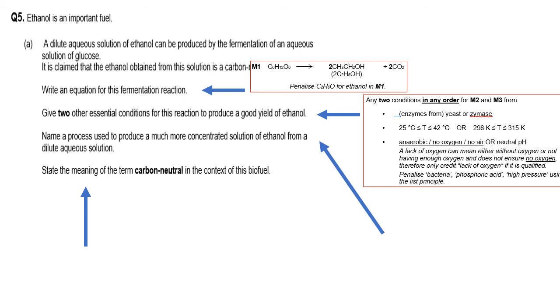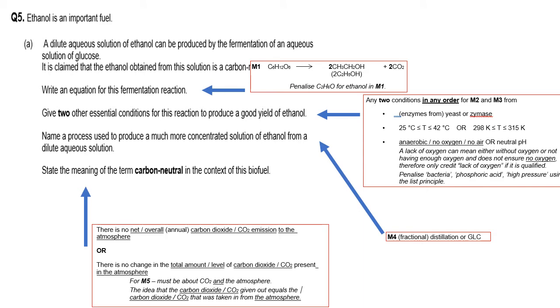And we also need to make sure there is no oxygen there. But you only have to get 2 of those conditions to get the marks. Name the process used to produce more concentrated solution. That's distillation. And what do we mean by carbon neutral? It means that there's no overall carbon dioxide being emitted to the atmosphere. Or we could say there's no change in the net level of CO2 in the atmosphere.